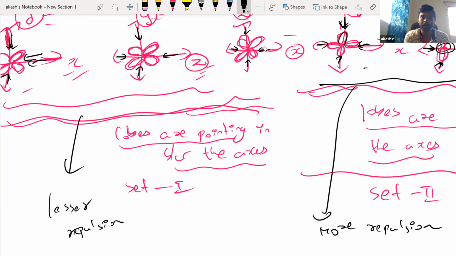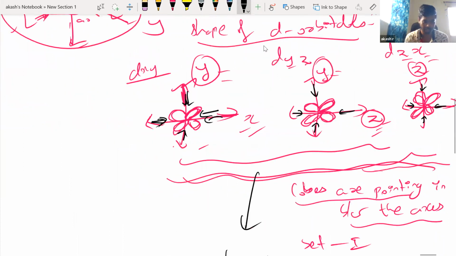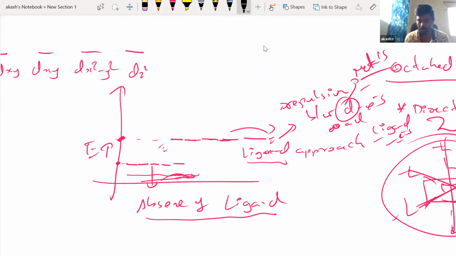Okay, now what did we understand? When the ligands are not there at all, the energy was lower, with degeneracy. When the ligand is approaching, all the d orbitals have their energy increased. But out of these five, two of them are going to have more repulsion and the other three are going to have lesser repulsion. So the two with more repulsion will have more energy, and the three with lesser repulsion will have lesser energy.